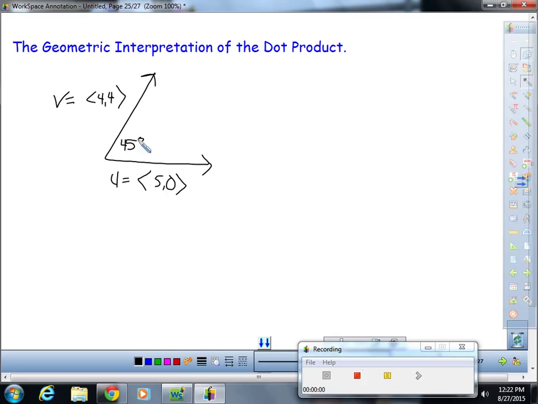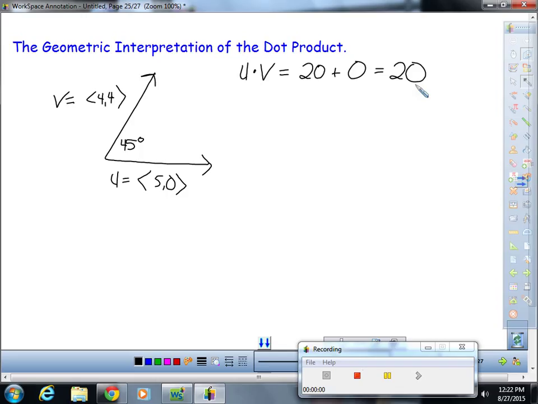So, now let's see what u dot v is. You should expect that this result is positive. 4 times 5 is 20. 4 times 0 is 0. The dot product is 20. Okay?